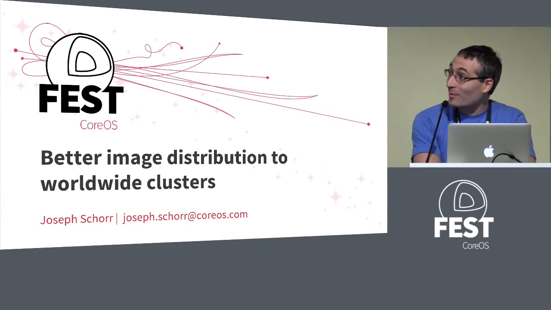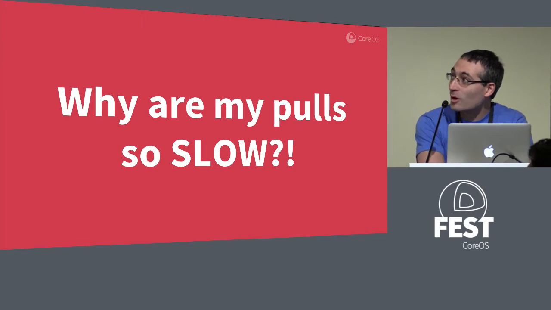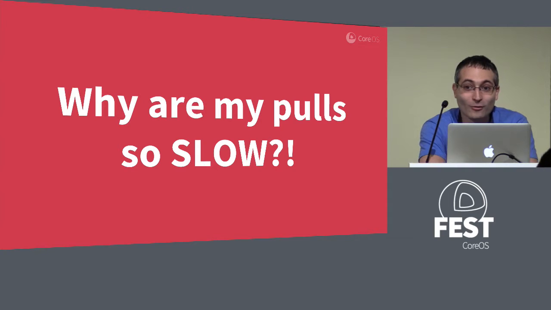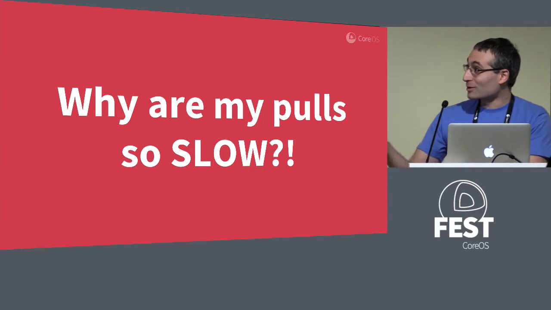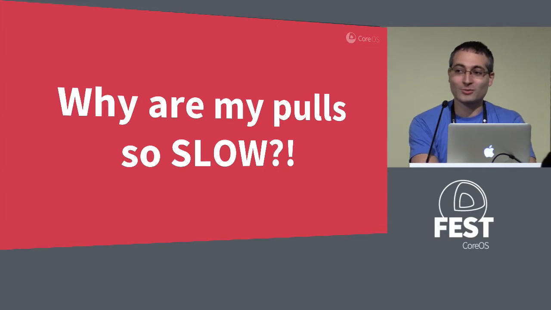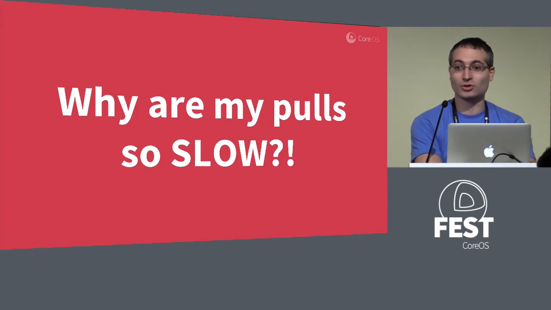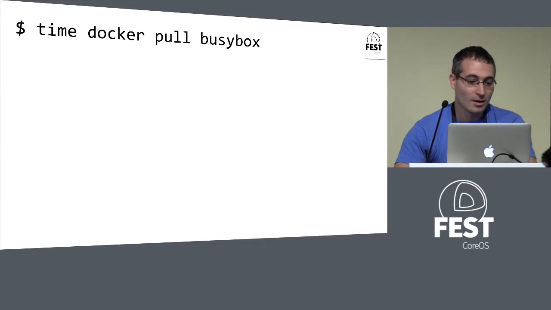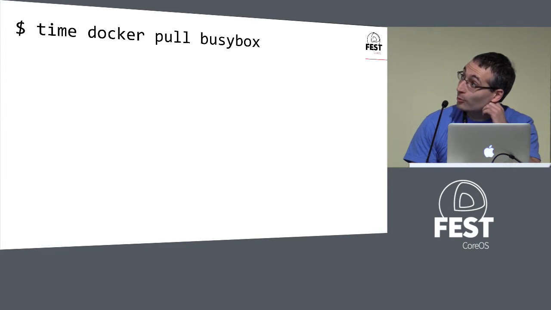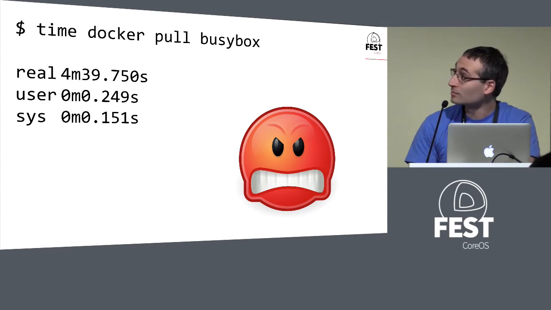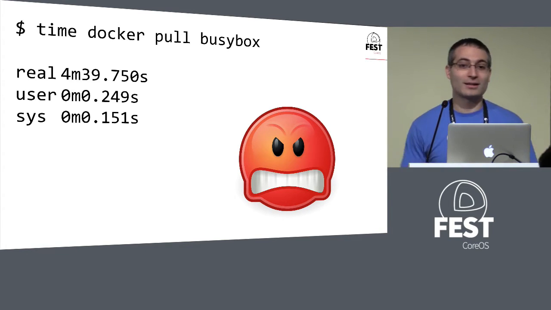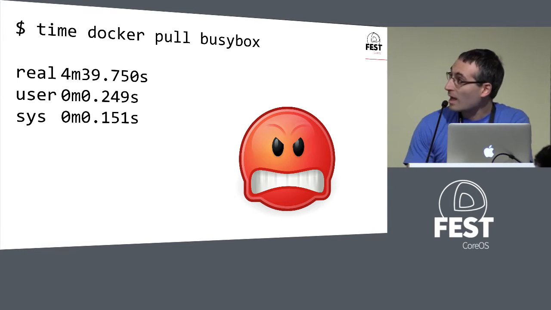I'm here today to talk about better image distribution to worldwide clusters, or, more importantly, to answer the question: why are my pulls so slow from Europe? Everyone who's been working in the container space over the last couple of years has had to deal with this problem, even from places such as US East, but especially from places such as Europe, Australia, or Asia. When you run a simple Docker pull and put it behind a time, it could take minutes on end, and it's very frustrating.